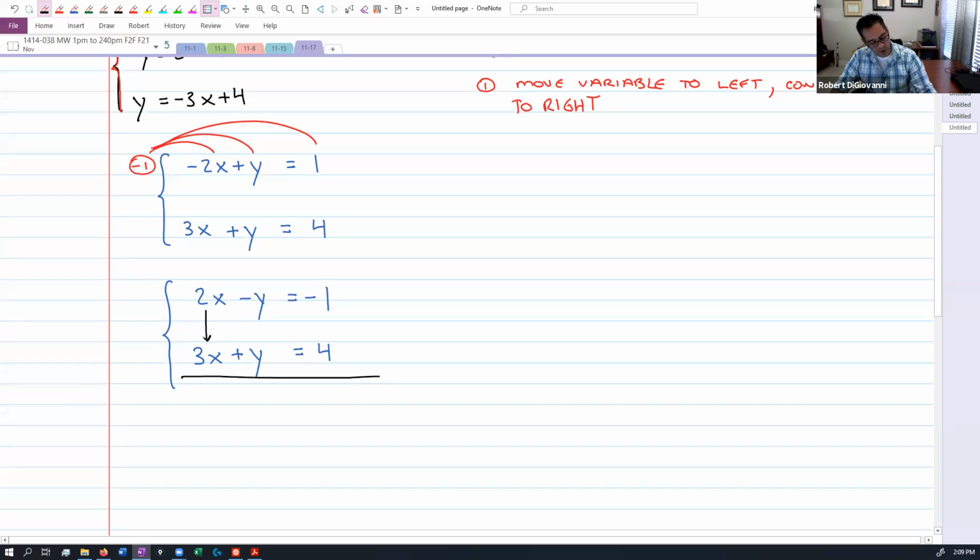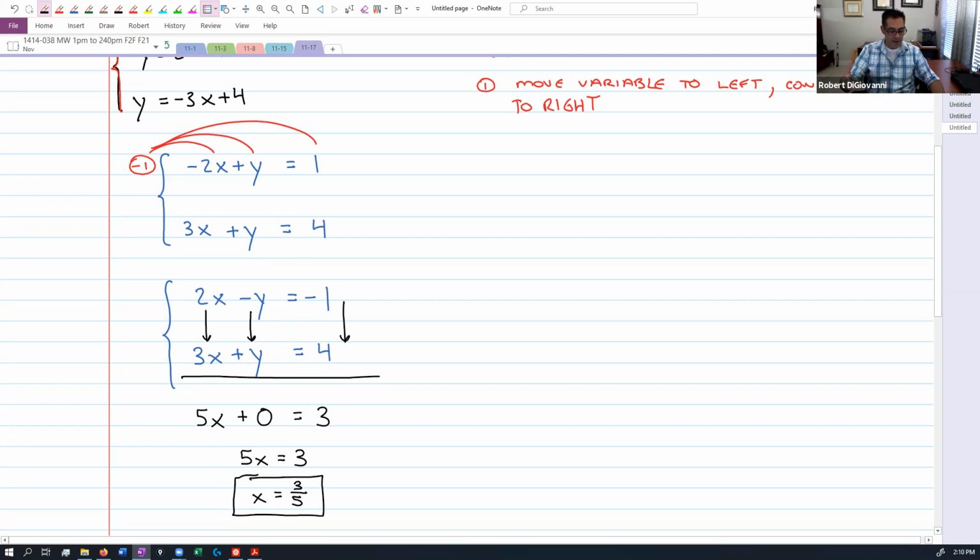If you add 2x plus 3x, you get 5x. You add the y's together, they go away. And then you add -1 plus 4, which gives you 3. Now look at this equation you have, 5x equals 3. And you can solve for x. x is 3/5. That's the same answer we got before, isn't it? It's the same exact answer.